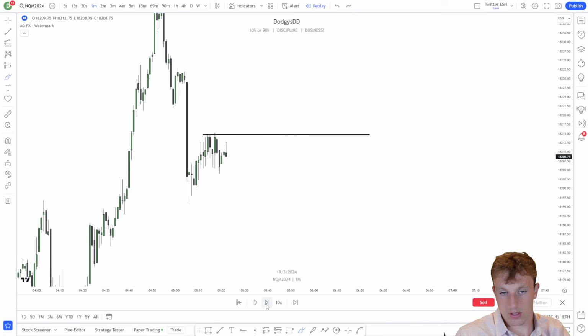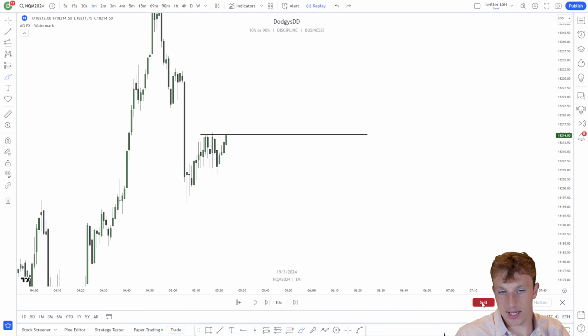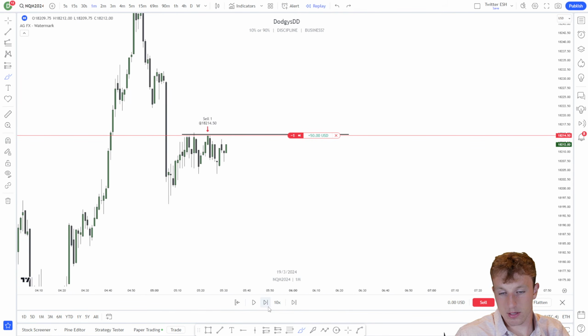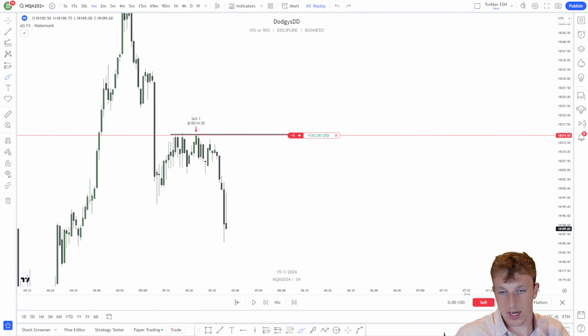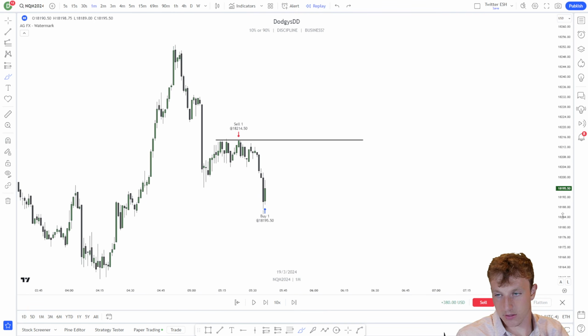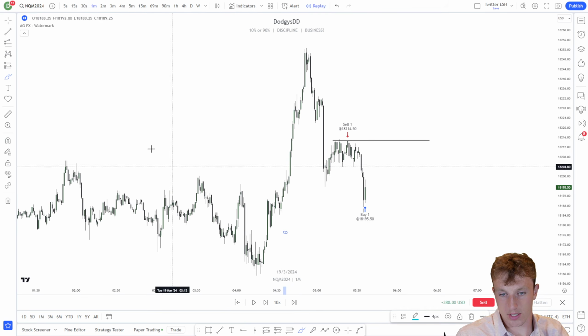Okay, we kind of hit it again. So I'm going to take a sell here. And my stop loss is going to be above it. And I'm going to buy back here. And we've now made money off of this resistance. So this is how you get in using support and resistance.